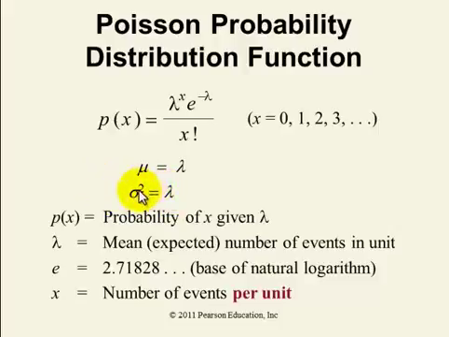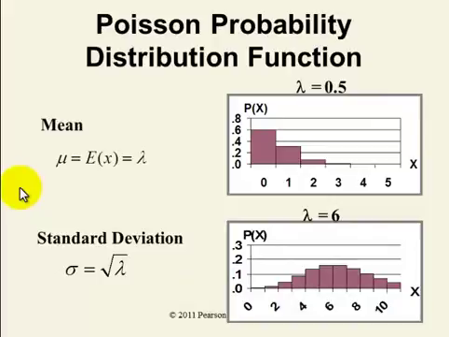The standard deviation is lambda. Sorry, the variance is lambda, and that's also the mean. The mean is lambda. So it looks like this. If lambda equals 6, it looks a little bit more normal.